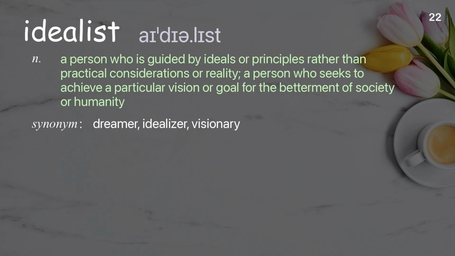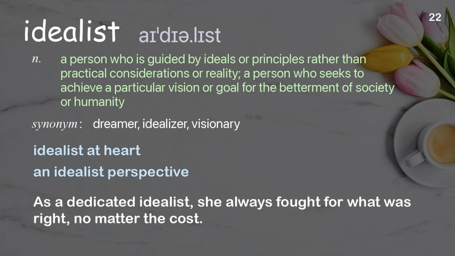Idealist. A person who is guided by ideals or principles rather than practical considerations or reality. A person who seeks to achieve a particular vision or goal for the betterment of society or humanity. Examples: Idealist at heart. An idealist perspective. As a dedicated idealist, she always fought for what was right, no matter the cost.